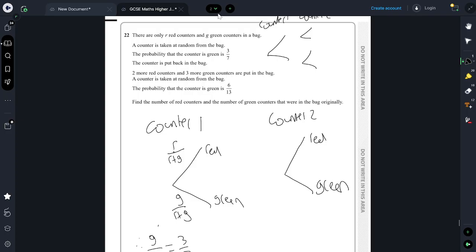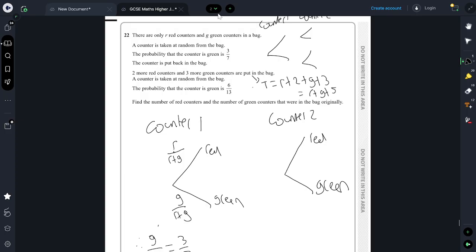I don't know if I explained it well, but anyway, in the second counter, all the counters are back in the bag. So when we do pick the second counter, it tells us there's two more red counters and three more green. So the total now is going to be R plus 2 plus G plus 3, because there's red counters and two more, and green counters and three more. So it's going to be R plus G plus 5. So the total is that this time.